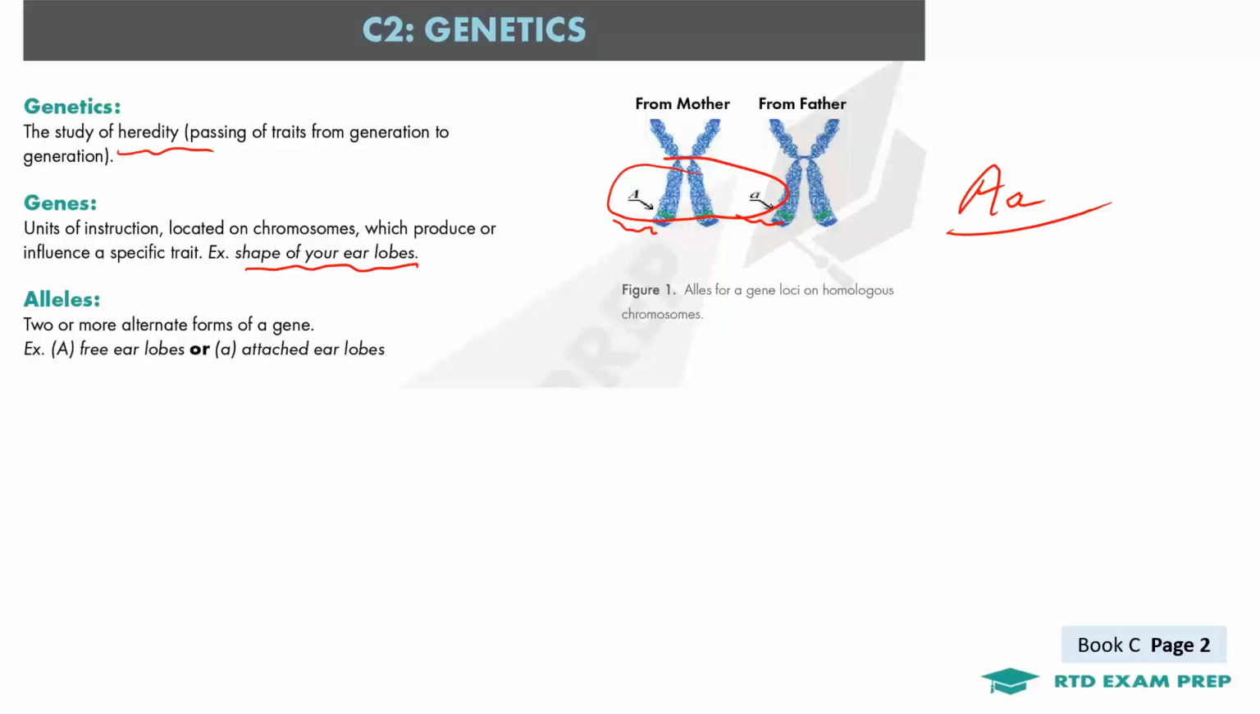An allele is 2 or more alternate forms of a gene. Notice it's either the big A or the little a. So it's kind of like that 2N to N. It's a reduction. So an allele is 1 letter, a gene is 2 letters, and the 2 letters make a protein.